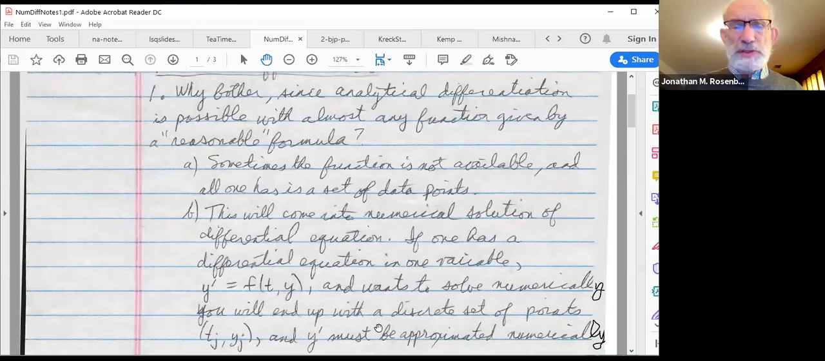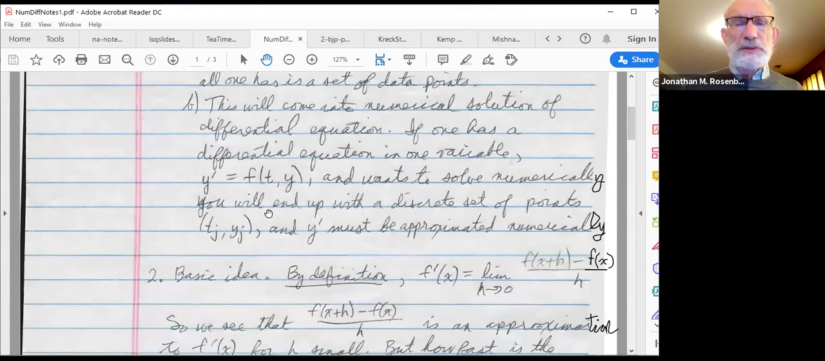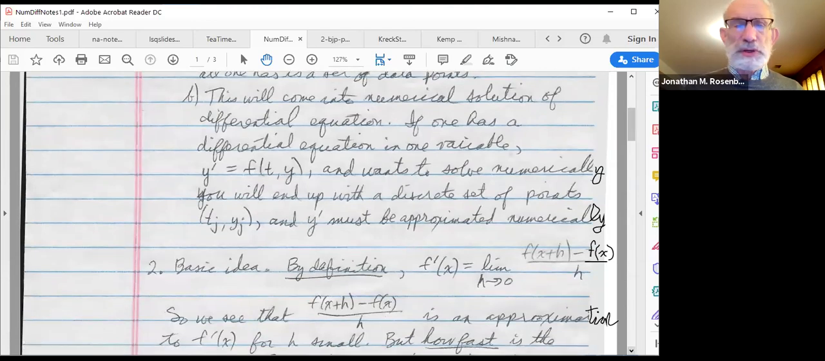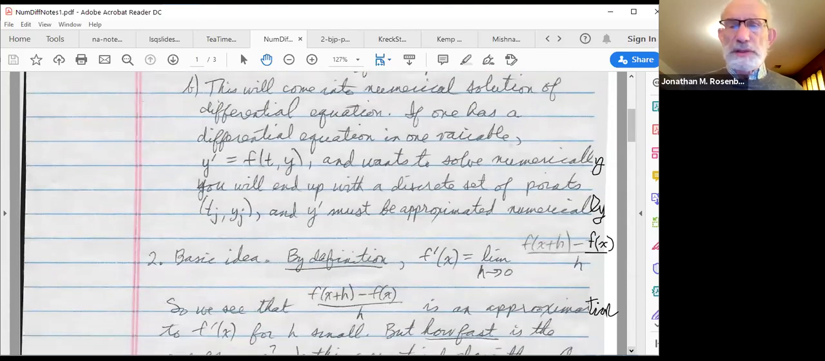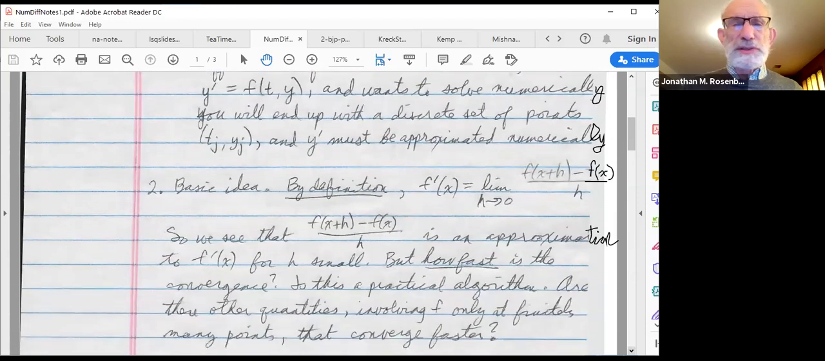What happens is that you end up with a bunch of data points, t_j, y_j, and the y prime is approximated numerically. So numerical differentiation is necessary for that. Let's figure out how you could go ahead and do this.